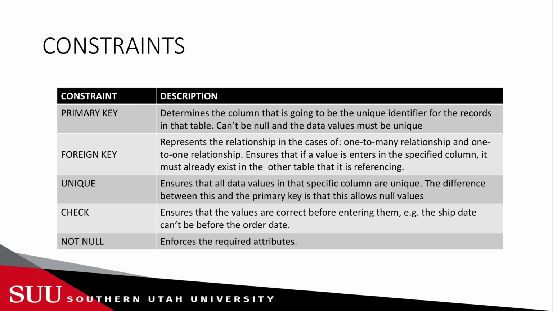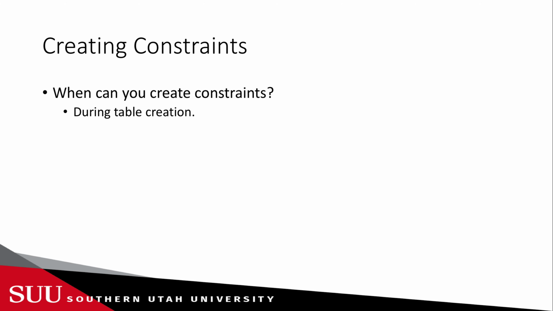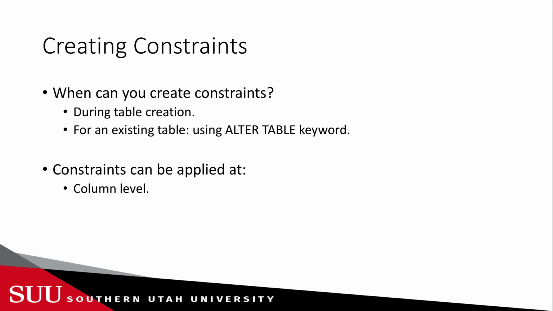This is one example of a check constraint. And finally, the not null constraint, which will enforce the fact that this attribute is going to be required. Now, when will we create constraints? We have two options: either during table creation, or when we have an existing table, we can use the alter table command to add those constraints to the table. The constraints can be applied on a column level or also on a table level.